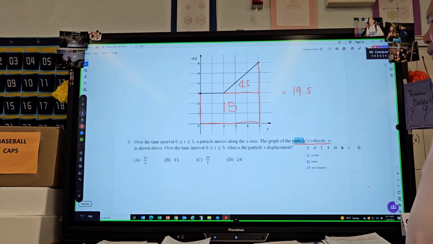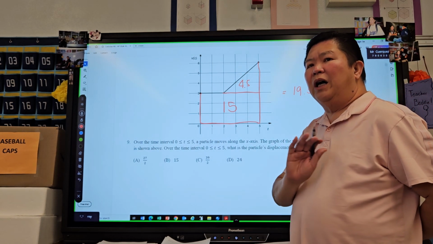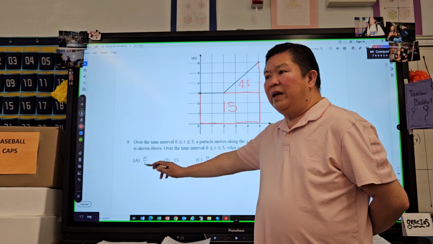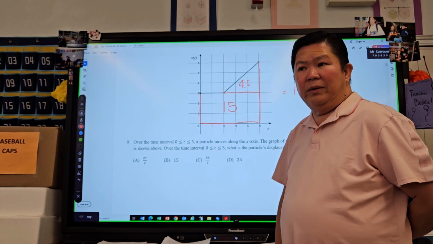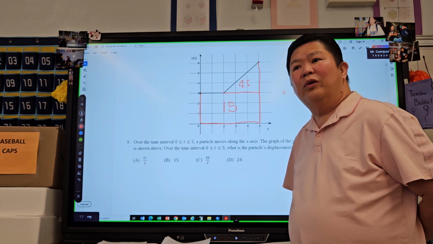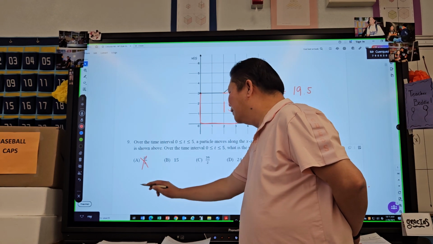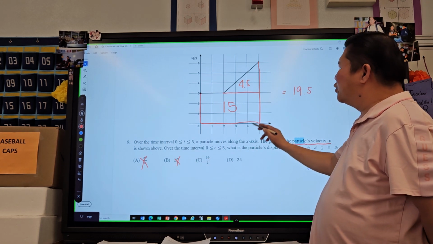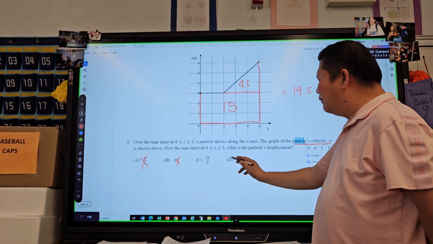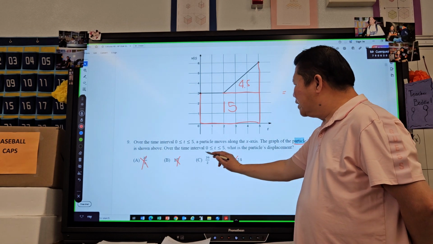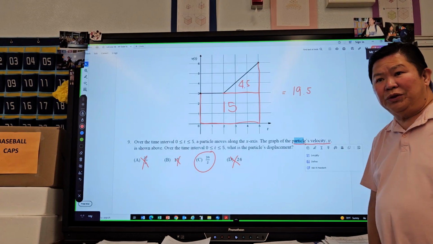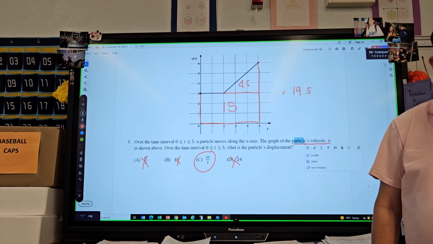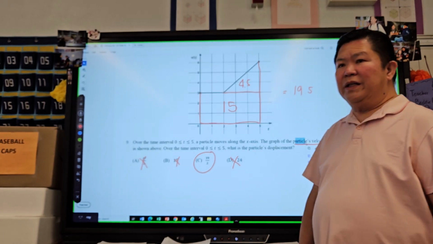Okay, but look at the options. Look at the options, guys. The 27 halves is for 26.5, right? So we cannot choose this. The 15 is just the area of this one. We cannot choose this. How about 24? Does this reach 24? No. What is 39 halves? 19.5. Okay. So C is the right answer.